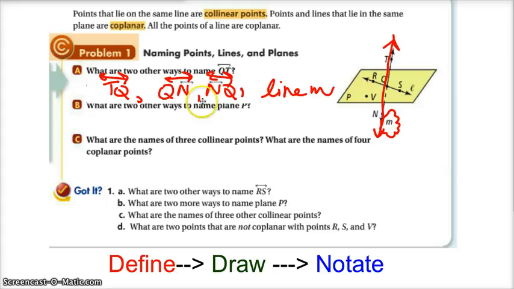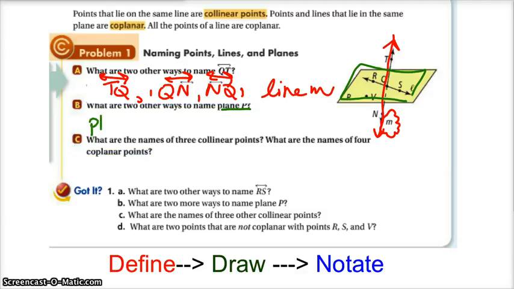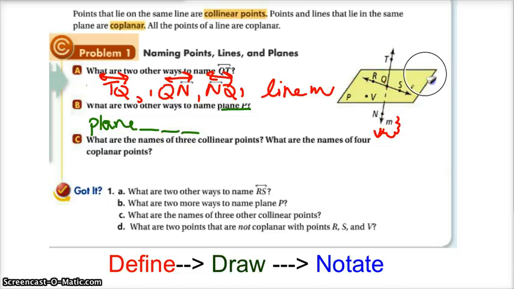Letter B says, what are two other ways to name plane P? Plane P is this whole thing. So to name planes, we need 3 non-collinear points. I need to write the word plane and follow it up with 3 points that do not lie on the same line. The reason why we need 3 non-collinear points.